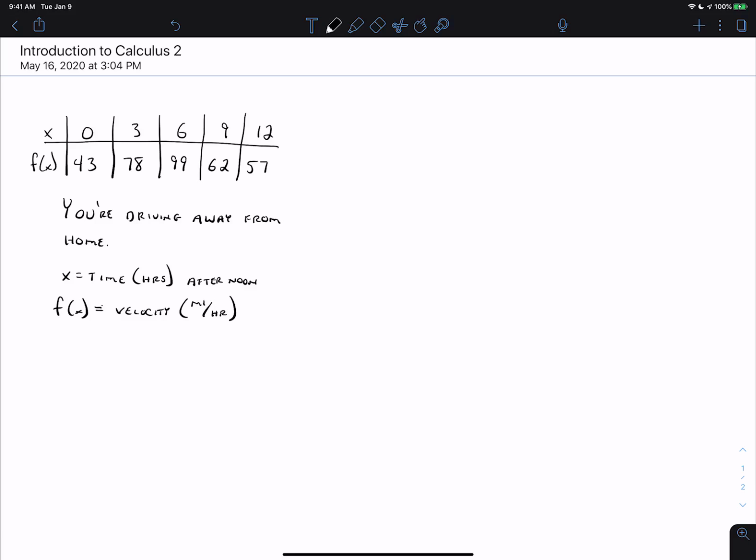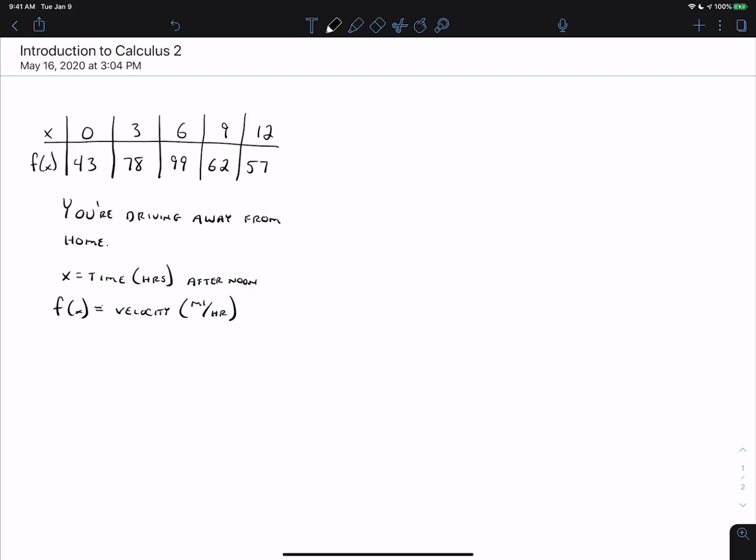Hi everyone, this is the first video for the course Calculus 2. I want to start by looking at the application you see on the screen. We've got a table for a function f of x. These are the only values of the function that we know.